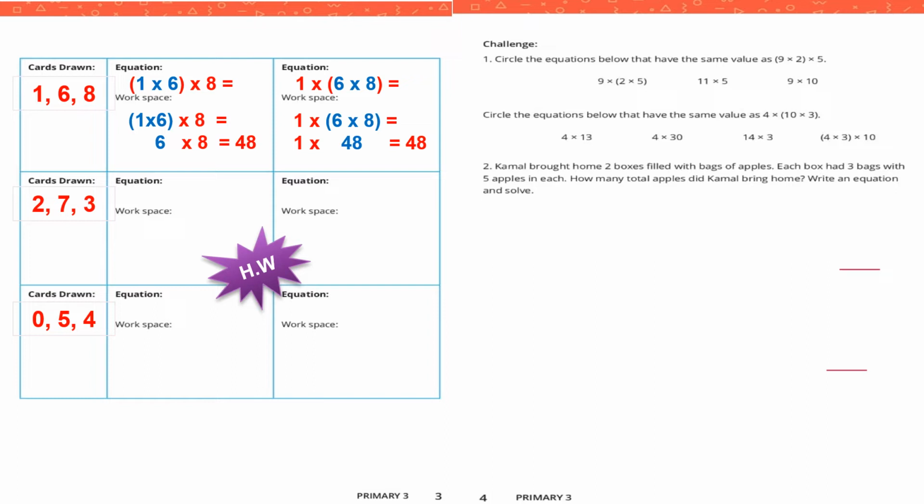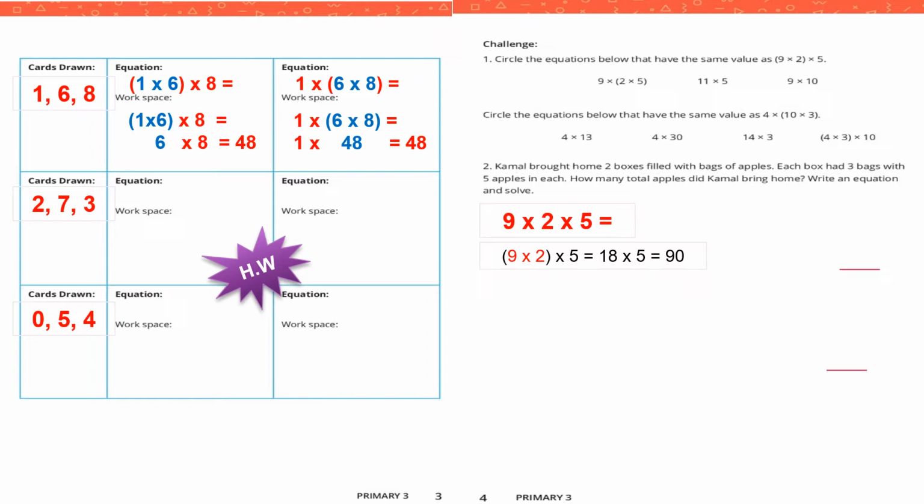The next two cards, I'll give you numbers and you will solve it as a homework. Let's move to the challenging part. Number 1, circle the equations below that have the same value as 9 times 2 times 5. We have here 9 times 2 times 5. He wants to know which of these three choices have the same value. Okay, let's take it. 9 times 2 times 5. I will take 9 times 2 between two brackets like he did in the question.